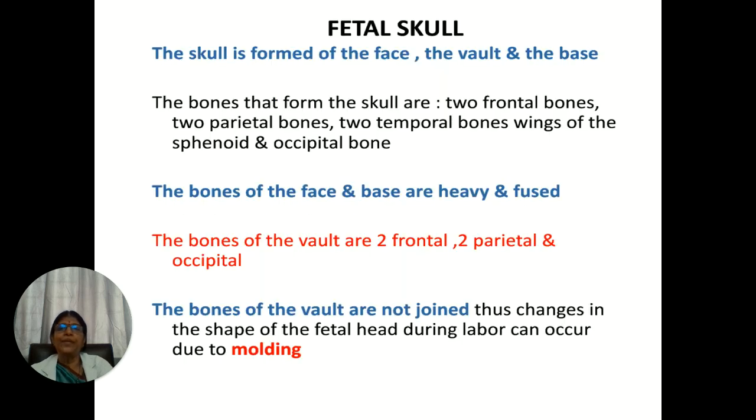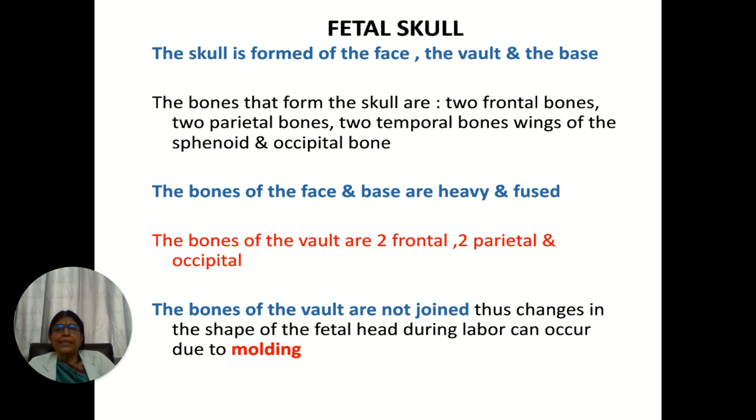Now coming to the fetal skull. The fetal skull is formed by the face, the vault and the base. The bones that form the skull are the 2 frontal bones, 2 parietal bones, 2 temporal bones, wings of the sphenoid and the occipital bone.